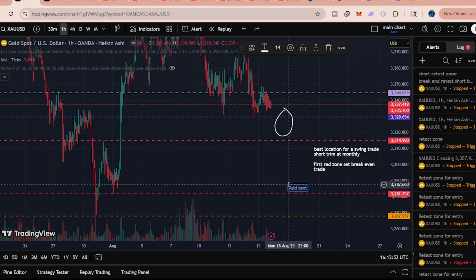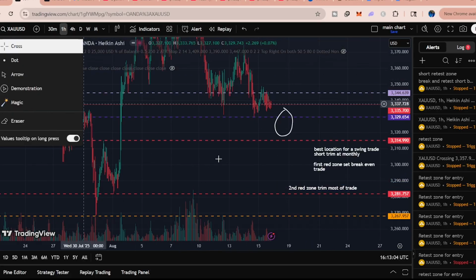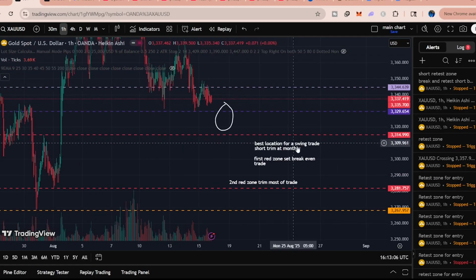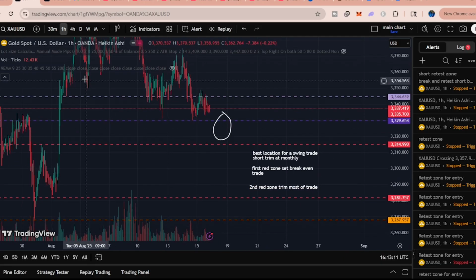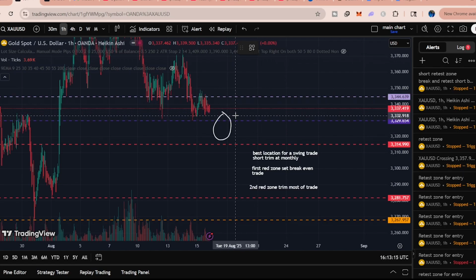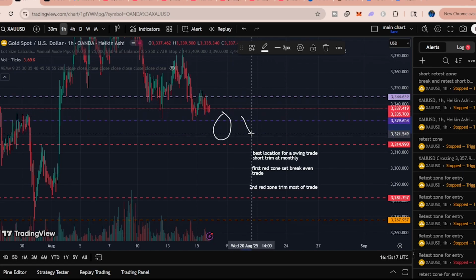I can also put second red zone, trim most of trade, and then if I had it written down already, trim my monthly. Okay, yeah, cool. And then the final thing I like to do, I know my chart's a little messy, but this is just how I trade, right? The final thing I like to do is just draw the pattern I'm looking for, right?